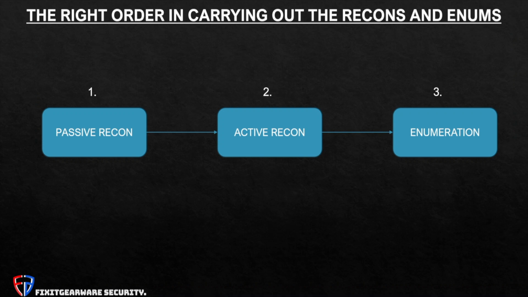What is the right order in carrying out the recons and enums? So the right step you should take, as a penetration tester and bug bounty hunter, is to follow these processes. I know a lot of you, like me, have been reporting bugs and have not gotten bugs. Aside from the competition out there, your process also matters a lot. Okay? Get your process right, and of course, you definitely get your result right.